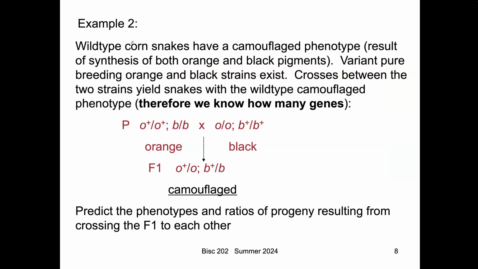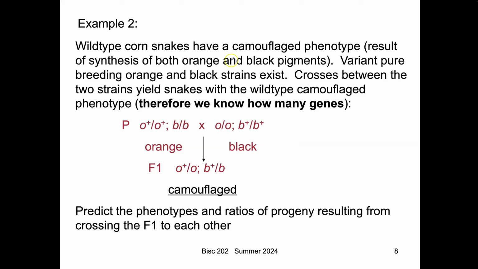And so there's another example here, which is corn snakes. Corn snakes are quite beautiful, actually. They have synthesis of both orange and black pigments that are laid down in a particular pattern that helps them stay camouflaged. They tend to be slithering around in the leaf litter on the forest floors and so on, and so they're well hidden when they have the camouflage. But you can also make pure breeding orange strains and pure breeding black strains, each of which have only part of the pattern. But when you cross the 2 pure breeding strains, you get the wild type.